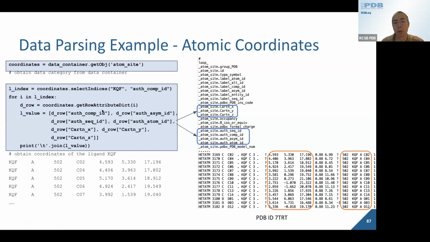In this case, you want, for example, the auth compound ID, which is the ligand ID. Auth asym ID corresponds to chain ID. Sequence ID corresponds to sequence number, and this is the atom ID. Then the X, Y, Z coordinates, as you can see in the output here.